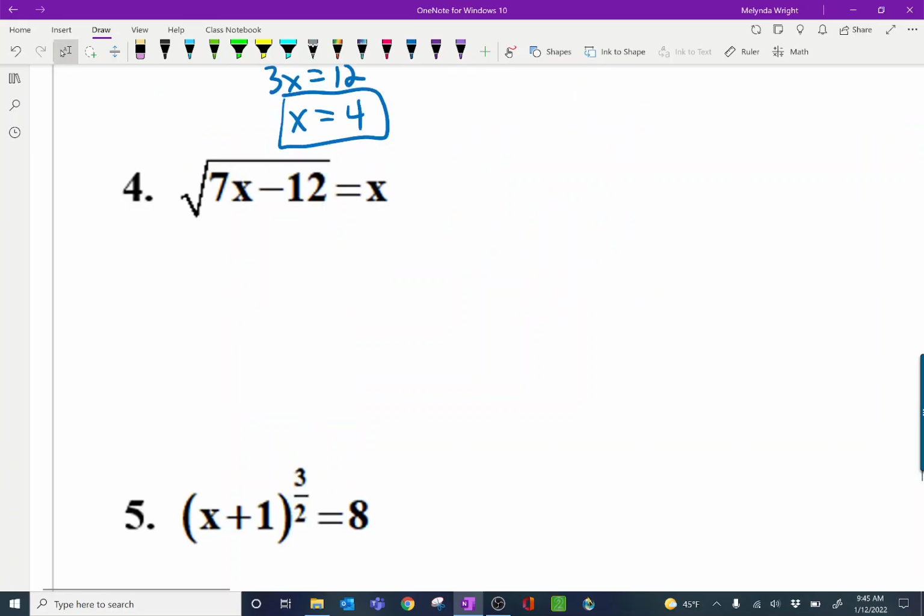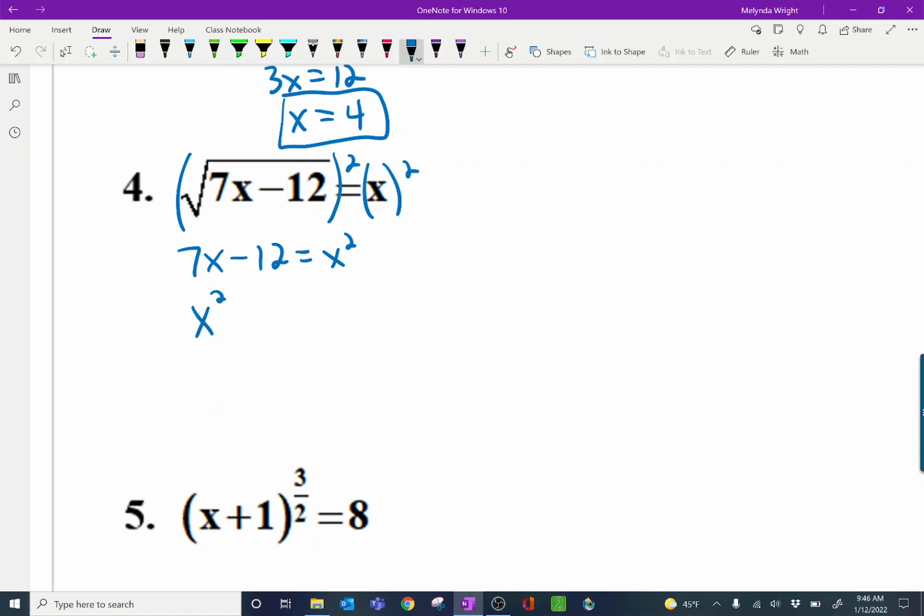Well, it's already isolated. Hopefully we're okay with the square root. That's like to the 1/2. So we would raise both sides to the second power. That gives me 7x minus 12 equals x squared. Oh, looky here, probably another opportunity for us to factor. Yay! I like keeping the x squared term positive, so I'm going to move all the other terms over. So x squared minus 7x plus 12 equals 0.